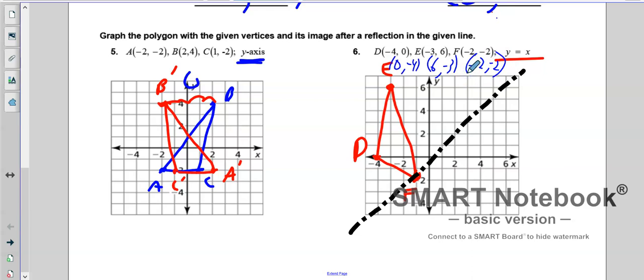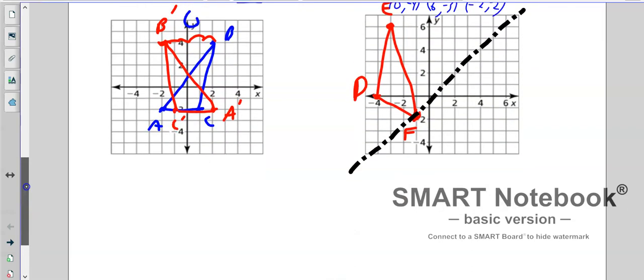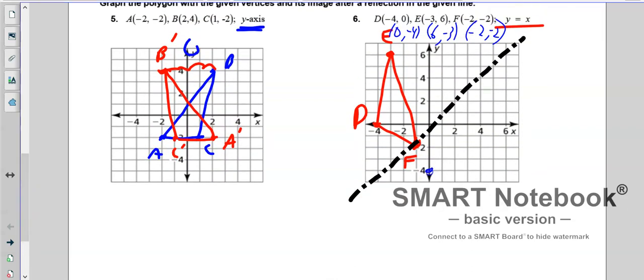All right? So 0, negative 4. Get over that watermark. 0, negative 4 is right here. Okay? That's D prime. So it folded from here over that line to there. And then 6, negative 3 is going to be right here. That one folded from there over to there. And that's going to be E prime. And F prime stays the same. It's the same point. So this is F and F prime.